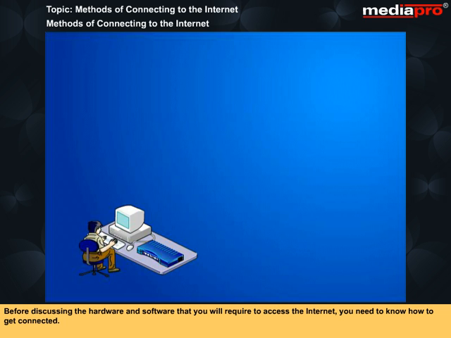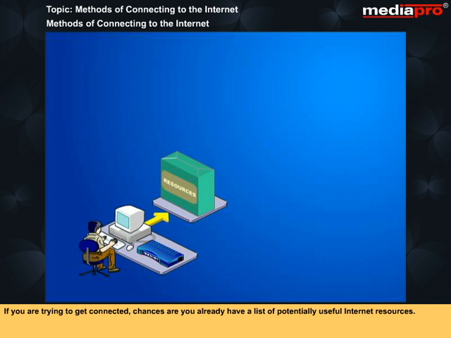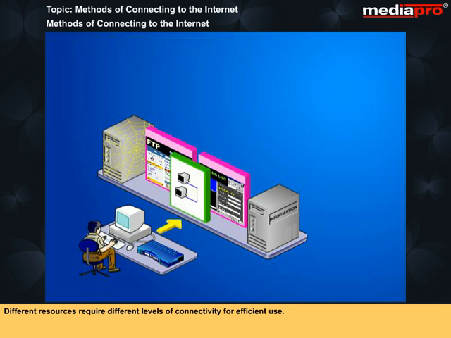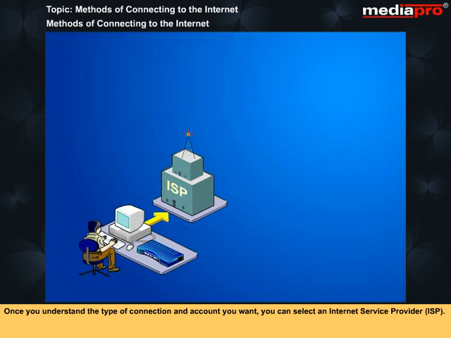Before discussing the hardware and software that you will require to access the internet, you need to know how to get connected. If you are trying to get connected, chances are you already have a list of potentially useful internet resources. Your list could include worldwide web servers, FTP sites, mailing lists, and interactive information servers, among others. Different resources require different levels of connectivity for efficient use. Once you understand the type of connection and account you want, you can select an Internet Service Provider, ISP. Your ISP can then tell you the best way to establish a connection.